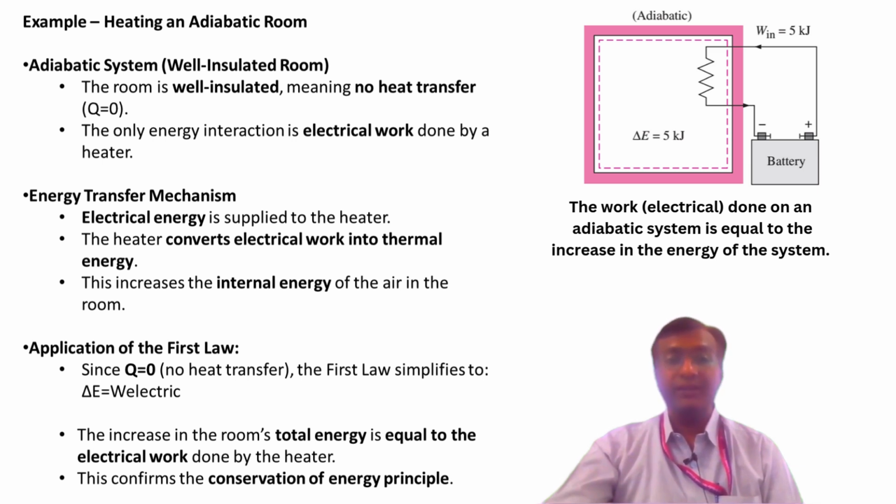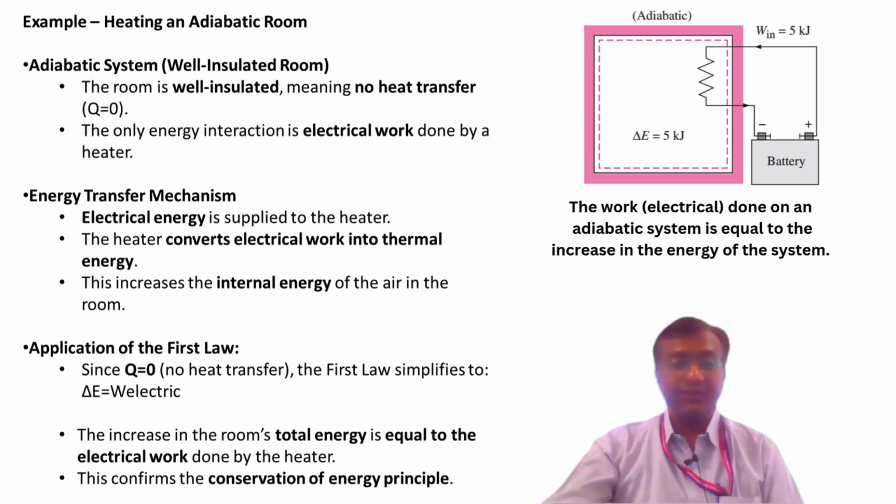Now, we have to understand the energy transfer mechanism. The electrical energy is supplied to the heater. The heater converts the electrical energy into thermal energy. The thermal energy is then transferred to the air in the room, increasing its internal energy. Now, using the first law of thermodynamics, we have to understand the energy interactions. Since there is no heat transfer, Q is equal to 0, and therefore the first law of thermodynamics simplifies to the total energy change being equal to W electric.